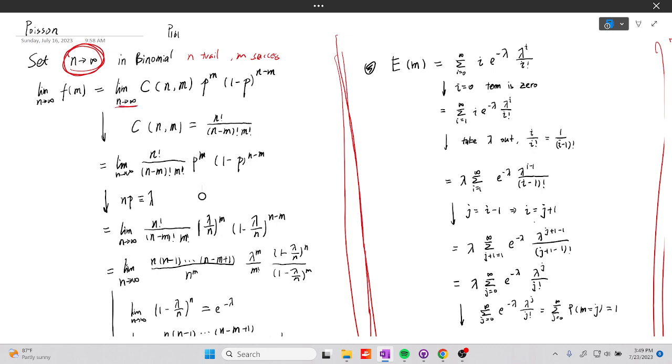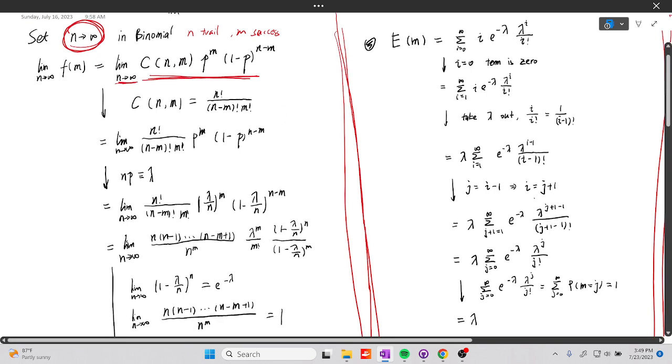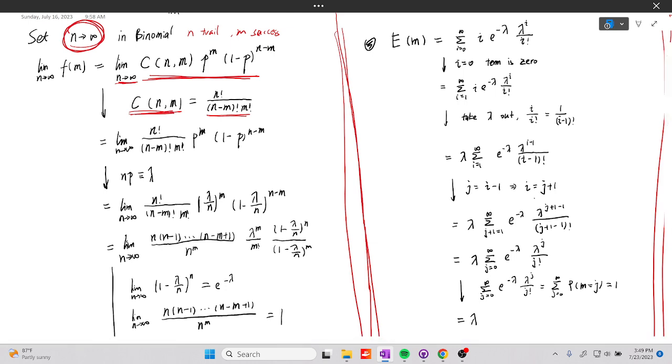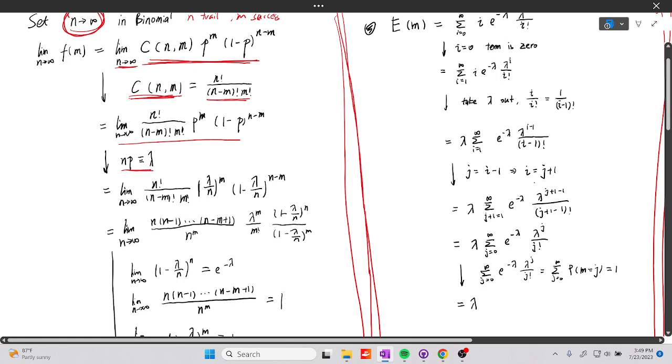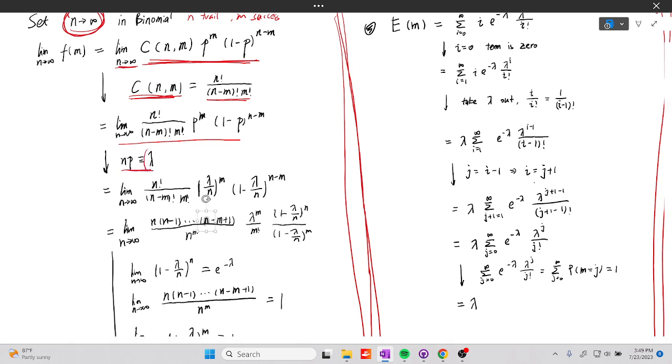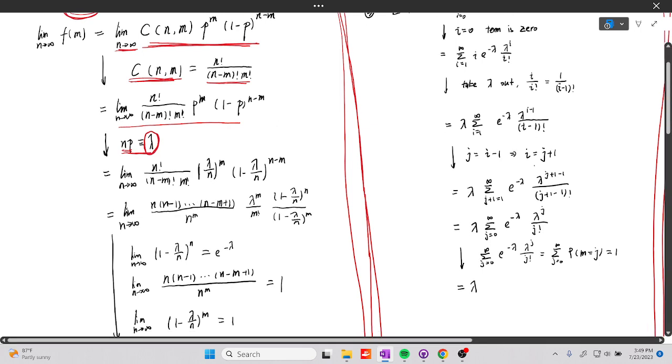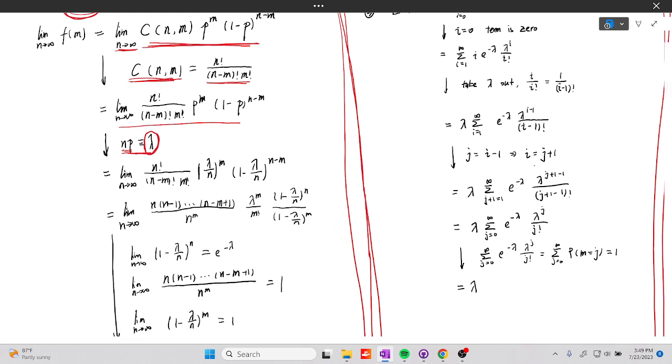So pretty much we're just going to take the limit of the binomial distribution and plug in the combination formulas. We have this, and since we define the variable lambda as np, then we can substitute p equals lambda over n here and here. We got this.